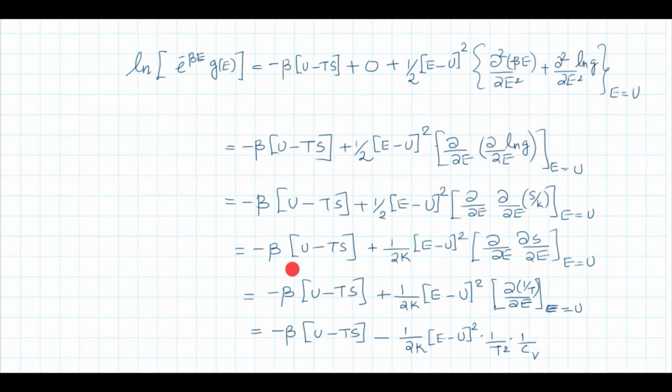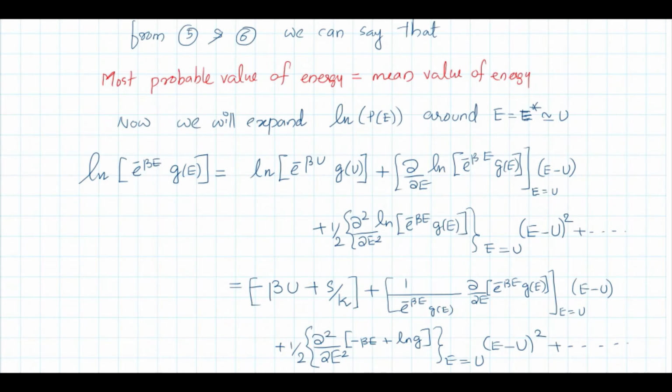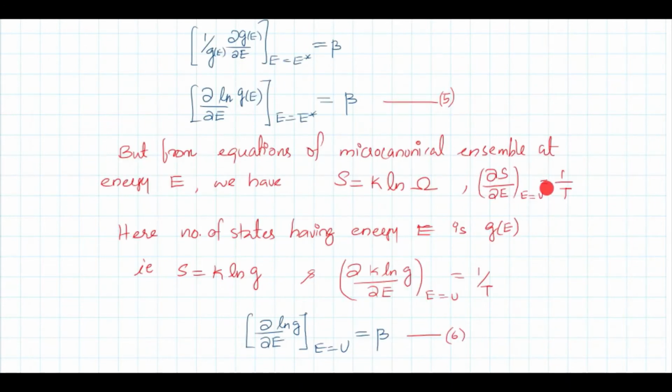All these terms are the same. Only the change is in the last term. Log g is S by k. Substitute here. k will come outside, so this becomes 1 by 2k (E minus U) the whole square into dou by dou E of dou S by dou E. What is dou S by dou E? It is 1 by T, because we already know dou S by dou E is 1 by T.